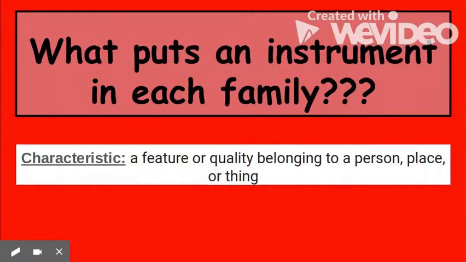Characteristic. A characteristic is a feature or quality belonging to a person, place, or thing. Every instrument shares a characteristic or two with the group of instruments in their family. Let's go through them together.